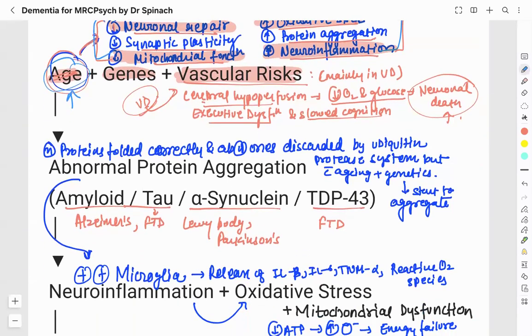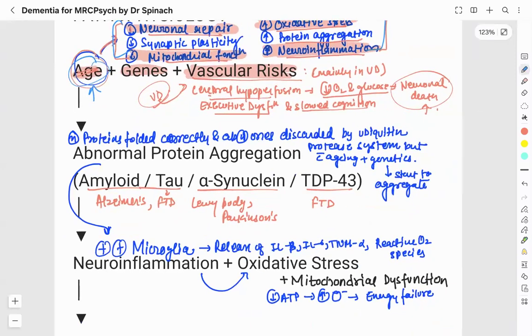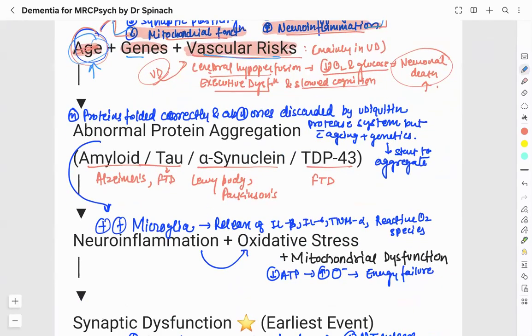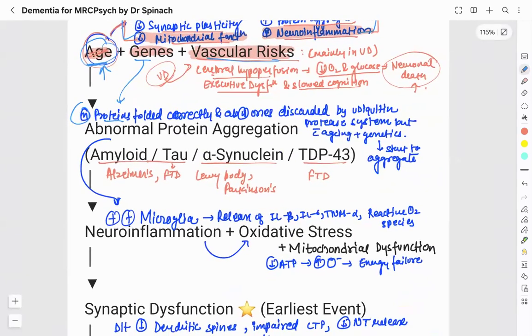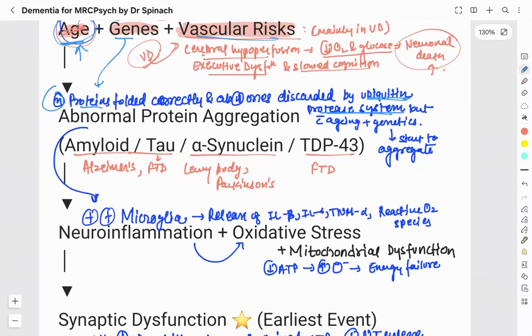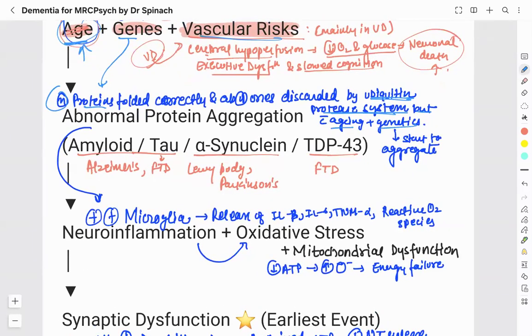Okay, and what happens next? Let's say with increasing age, genes, vascular risks, whatever. Normally, proteins are folded correctly and abnormal ones are discarded by the ubiquitin-proteasome system. Ubiquitin tags the proteins, saying this protein is not good, let's get rid of it. But with aging and genetics, they start to aggregate because the ubiquitin system is not functioning well.